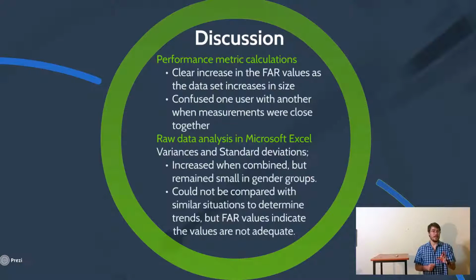Considering raw data analysis in Microsoft Excel, the variances and standard deviations increased when combined, but remained small in separate gender groups. They could also not be compared with a similar situation to determine trends, but the FAR values did indicate that the measurements were not adequate.